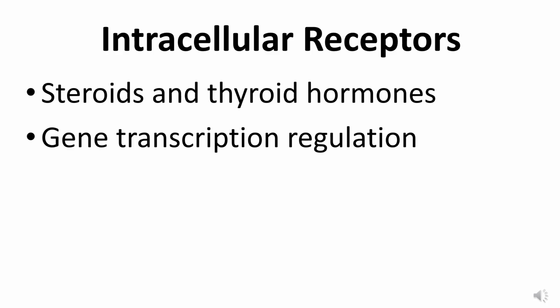Steroid hormones like cortisol influence metabolism and stress responses. Estrogen and testosterone regulate reproductive functions and development. Thyroid hormones control metabolic rate and energy production. They also influence growth and brain development. Because these hormones regulate gene activity, their effects are widespread. They can change how entire cells function over time.